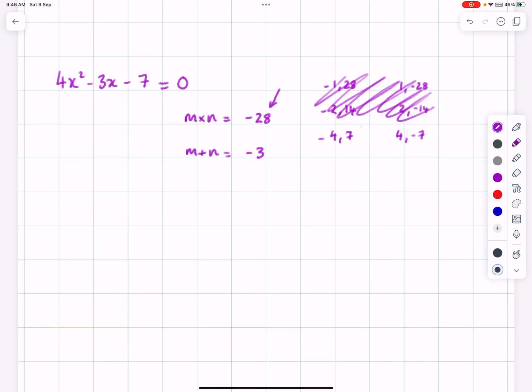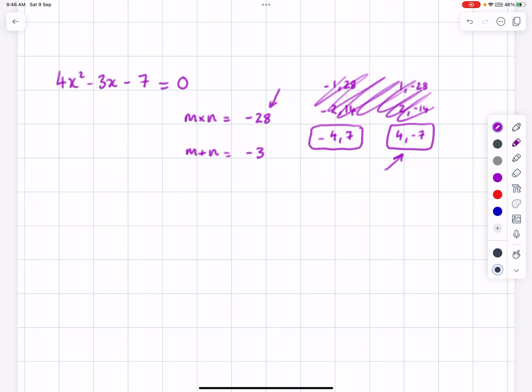Which way round is it? Is it minus 4 and 7, or is it 4 and minus 7? That would save me some time when I'm going through and doing it. So in order to end up with minus 3, we've got to have minus 7, haven't we? We've got to have the negative number being the larger of the two values.